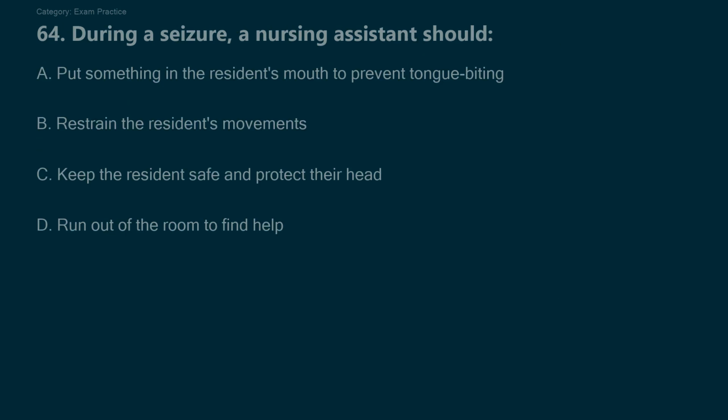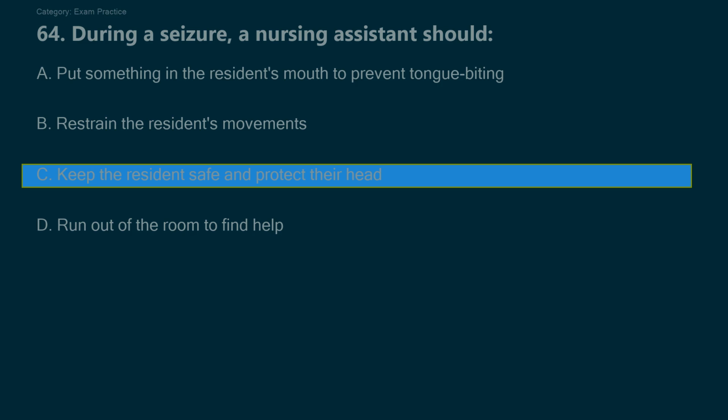Question 64. During a seizure, a nursing assistant should: option A, put something in the resident's mouth to prevent tongue biting. Option B, restrain the resident's movements. Option C, keep the resident safe and protect their head. Option D, run out of the room to find help. The correct answer is option C, keep the resident safe and protect their head.